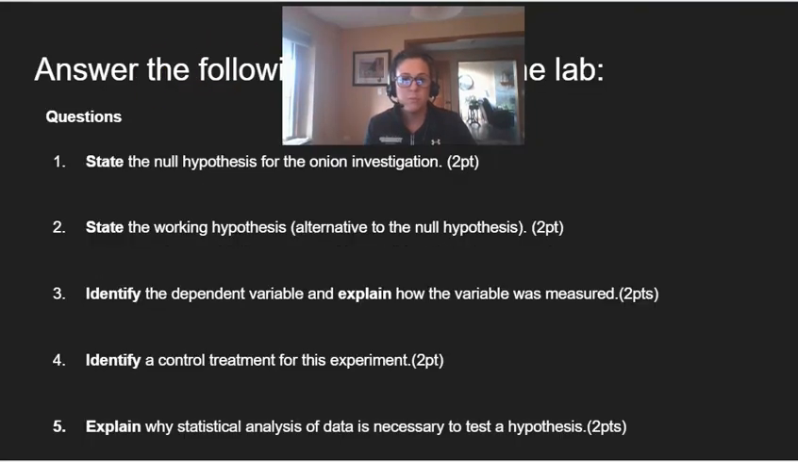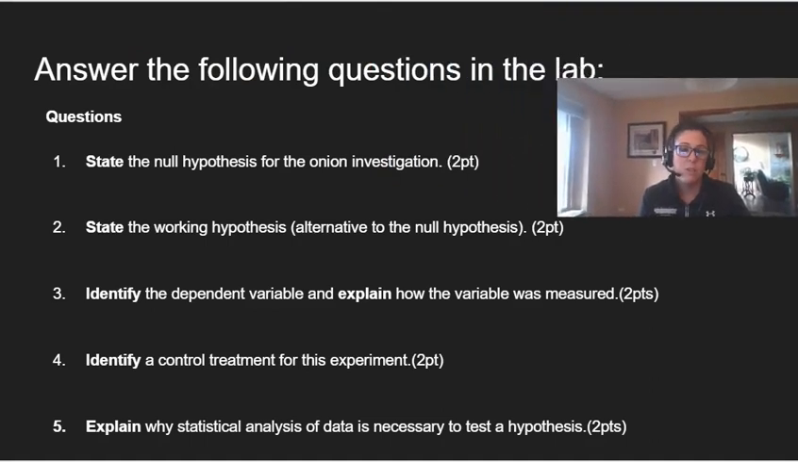Now you're ready to stop this first video, and you're able to answer these first questions in the lab. In this lectin experiment on these onions, what is the null hypothesis? What is the working or the alternative hypothesis? Then I want you to identify the dependent variable. What's going to be measured? What did we collect data on? And explain how that data was measured.